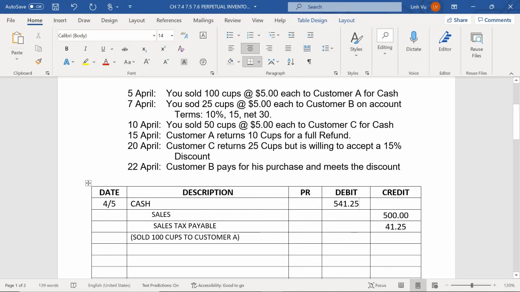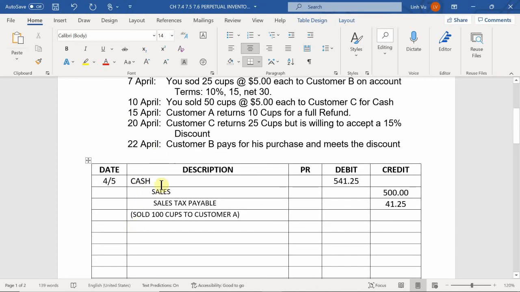Okay, so in this case, it's going to be just for $41.25. Let me double check that. Yeah, $41.25. Okay.